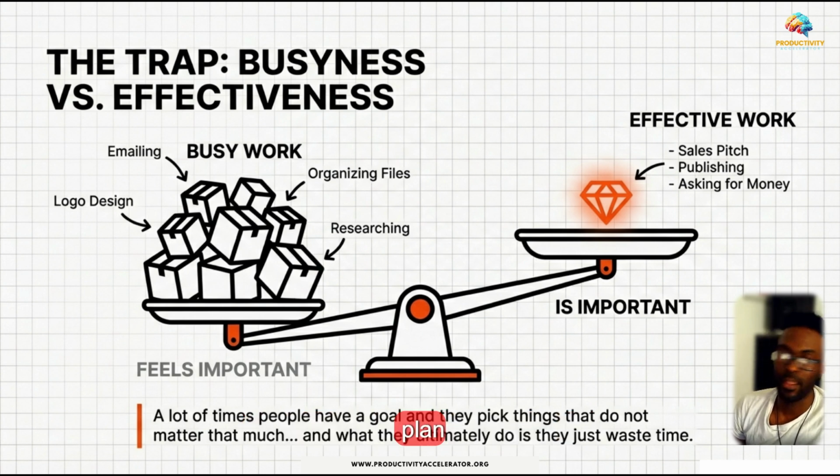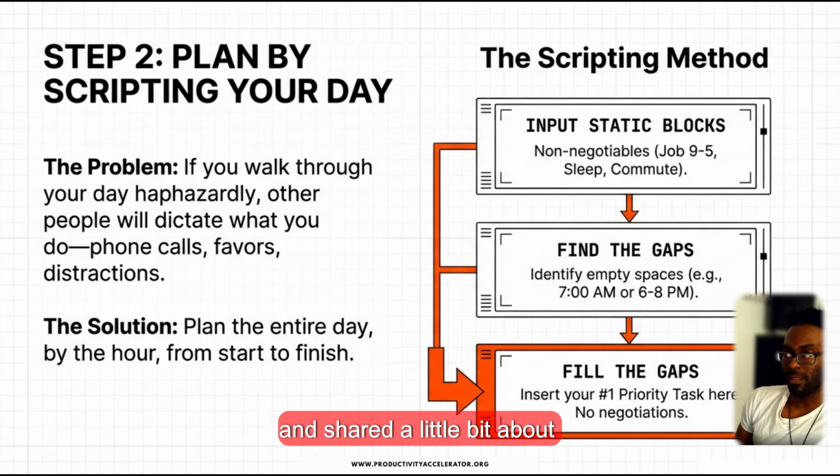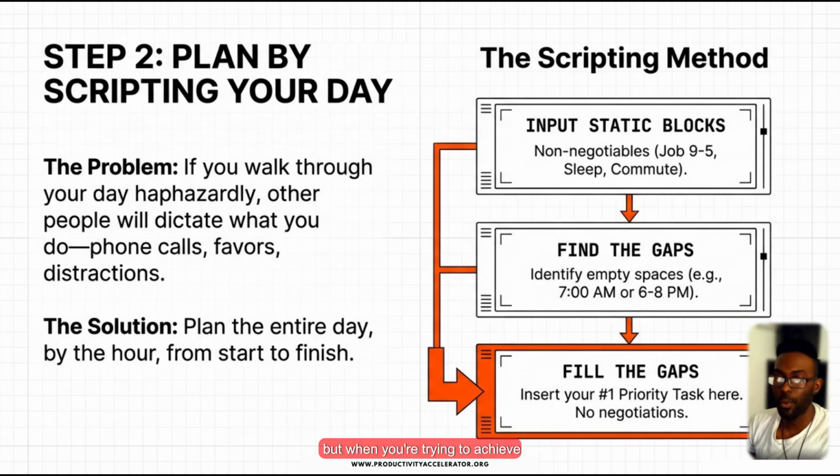Next thing, plan. I kind of got ahead of myself and shared a little bit about this in the story I just told you. But when you're trying to achieve a goal, what I recommend people do is schedule your day. This is what it means to plan. Plan your day out completely. The reason why I tell people to plan their day is because what most people do is they walk through their day haphazardly, and they don't have an idea of what they want to do.